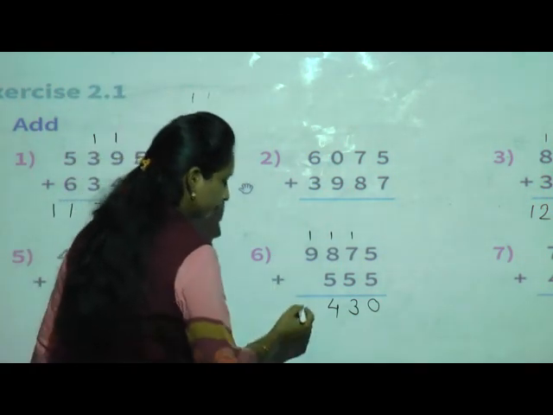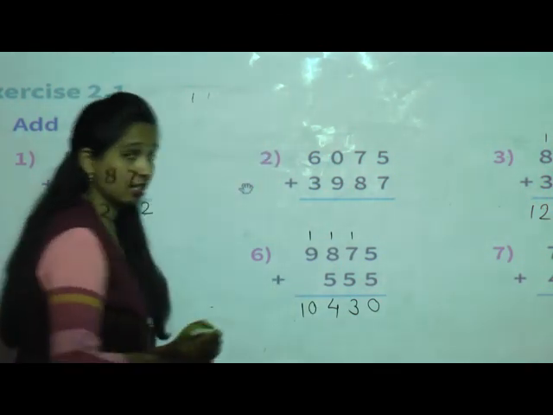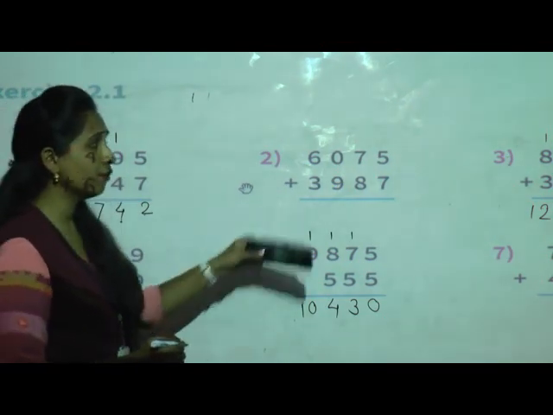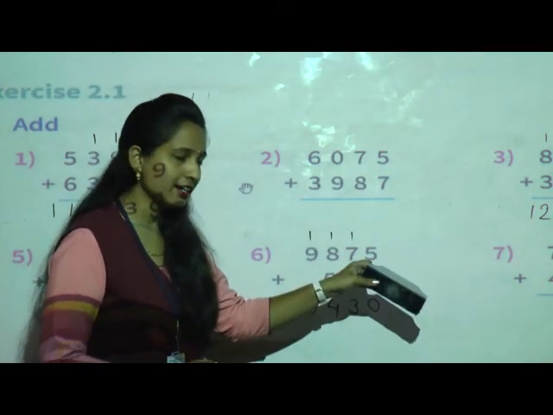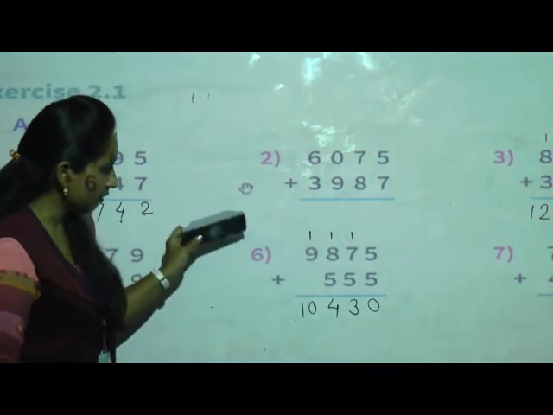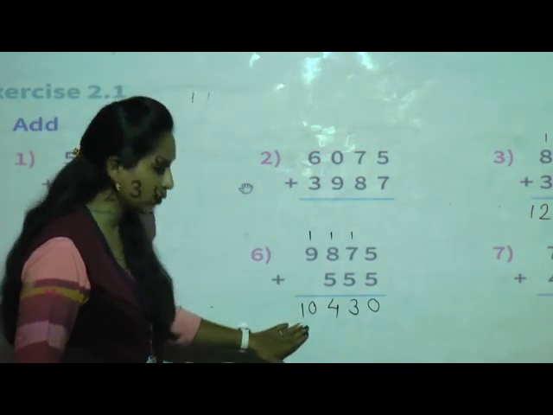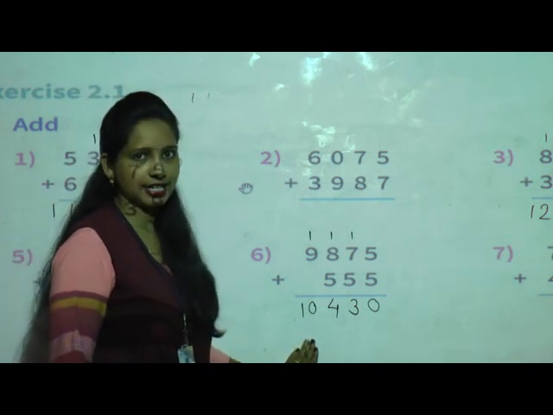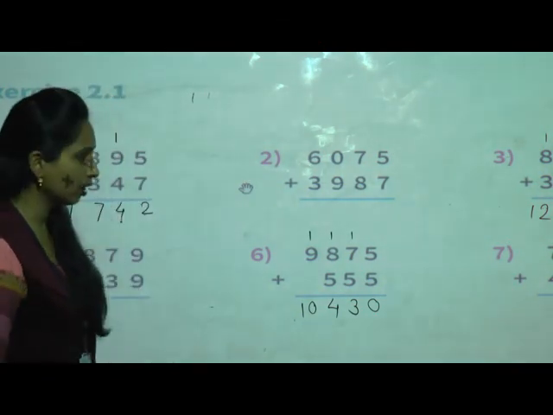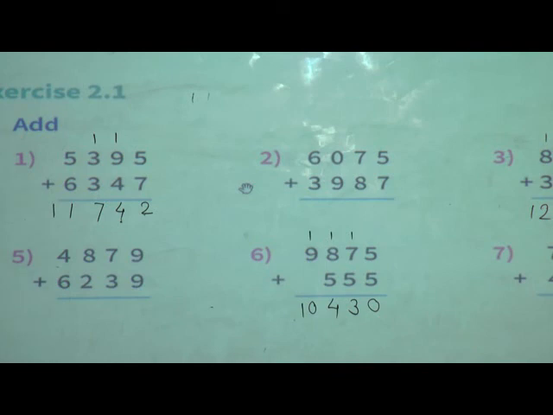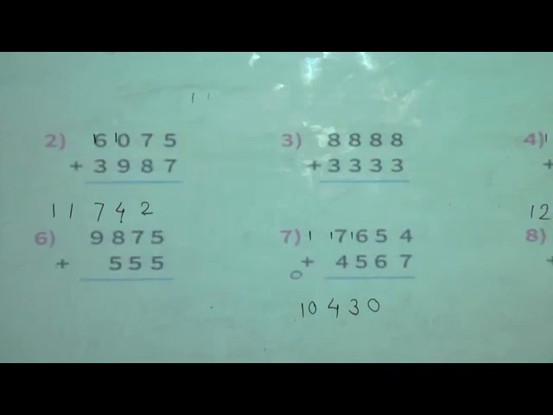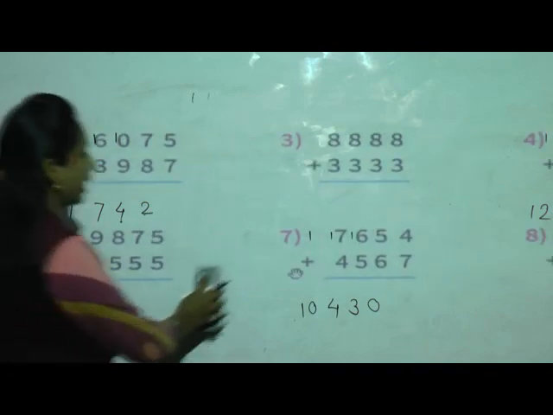Now 1 plus 9, 10 remain. See, till now we have done addition of 4-digit numbers and we got a 5-digit answer. But when we are solving one 4-digit number and one 3-digit number, then also we got the answer in 5 digits. Are you getting it? Okay. So it depends on the numbers what answers we get. Now I will solve one more for you, that is the 8th one.